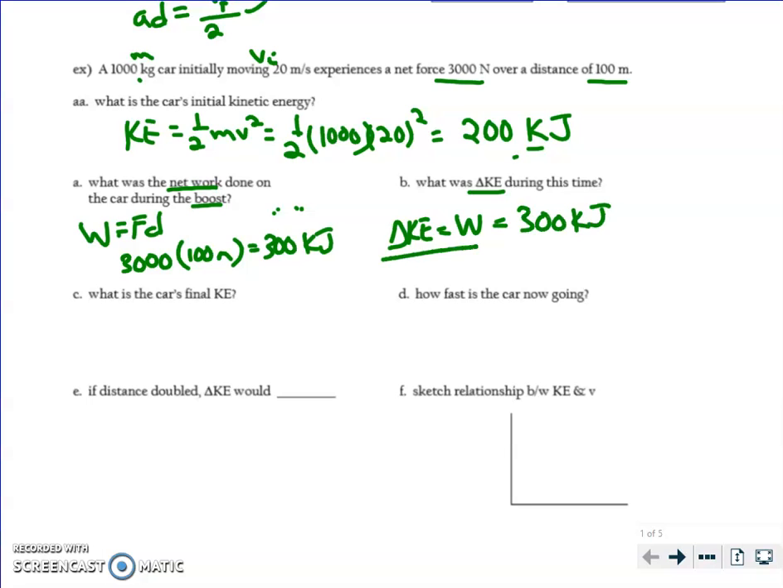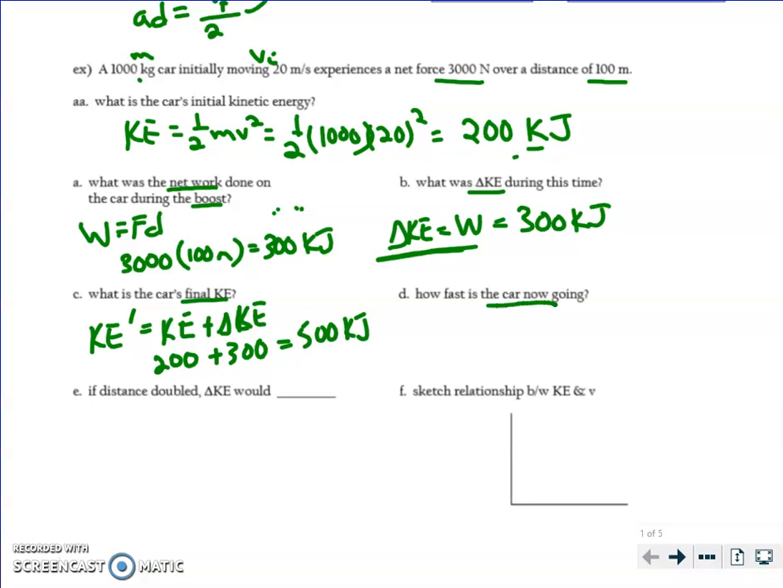I want to emphasize that you can calculate kinetic energy or changes by looking at work. It's not always just going to be 1/2 mv squared. So now I can ask, what's the final kinetic energy? Well, it's simple. The final kinetic energy, which I'll call KE prime, is equal to the initial plus whatever change we had. So we start off with 200 kilojoules. We added 300 by the extra work we did, so now we have 500 kilojoules.